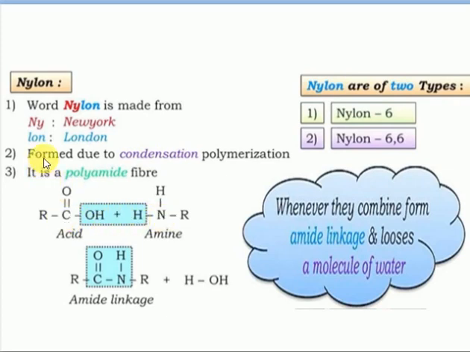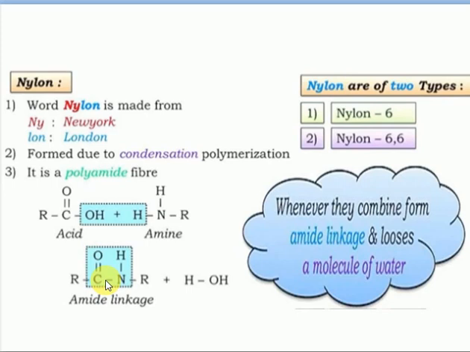Remember students, it is formed by the condensation process only. Next, it is a polyamide. Very important, polyamide. What is the amide bond? Nothing but C double bond O, N H. When you see this kind of arrangement, you can say very clearly this is an amide bond only.